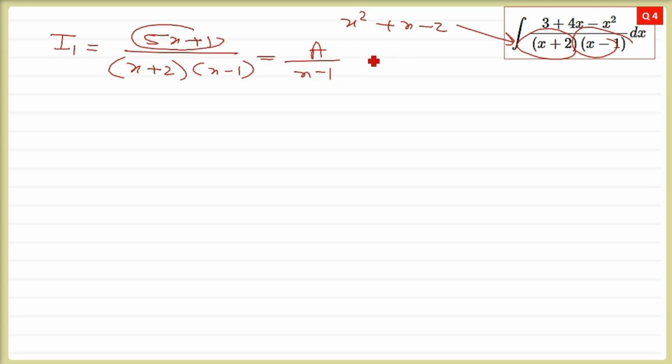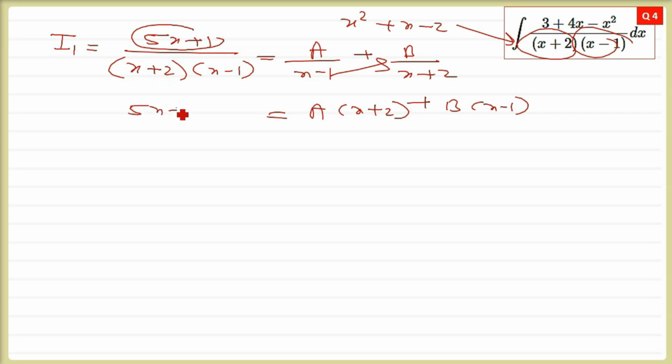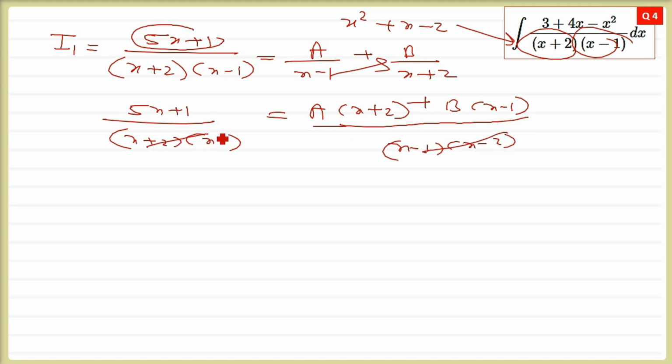You can write x minus 1 and x plus 2 either way, that is the first term or the second term. So I'm writing x minus 1 as the first term, x plus 2 as the second term. So eventually you have to integrate these two. But before that, you have to get the a and b. So just take the cross multiplication or the LCM. A into x plus 2 plus b into x minus 1 divided by x minus 1 into x plus 2, which is on the left hand side also. So left hand side and right hand side both have x plus 2 and x minus 1. So just cancel these two out.